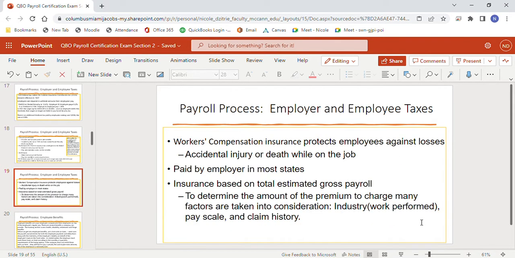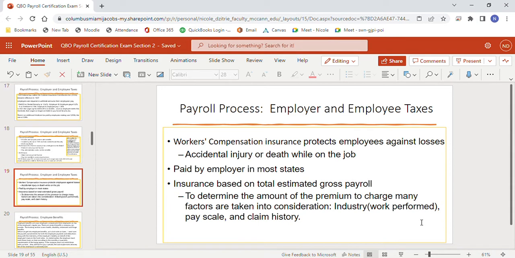All right, and the last thing that they talk about in the section is workers' compensation insurance that protects employees against losses from accidental injury or death while on the job. It's paid by the employer in most states. Insurance is based on a total estimated gross payroll.